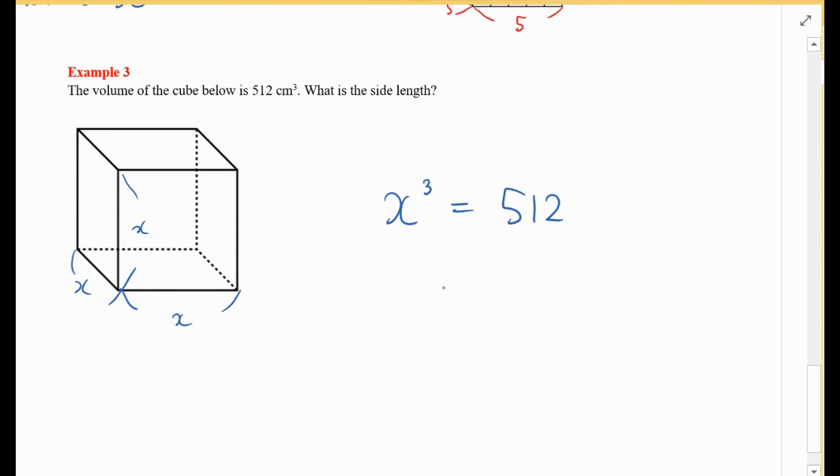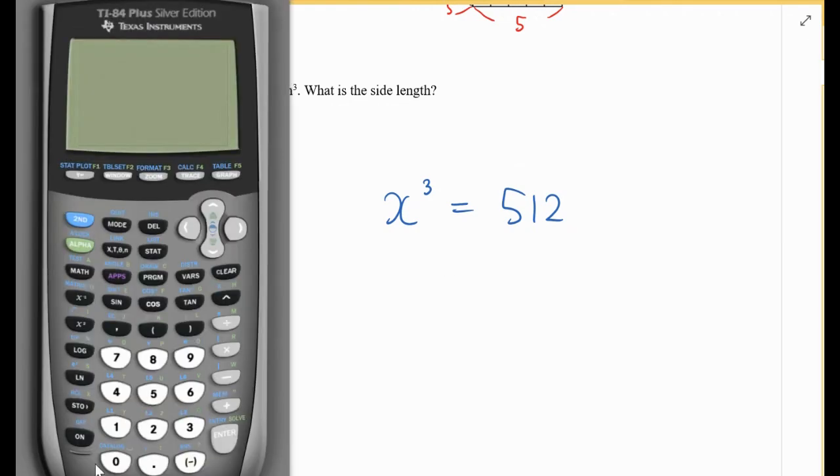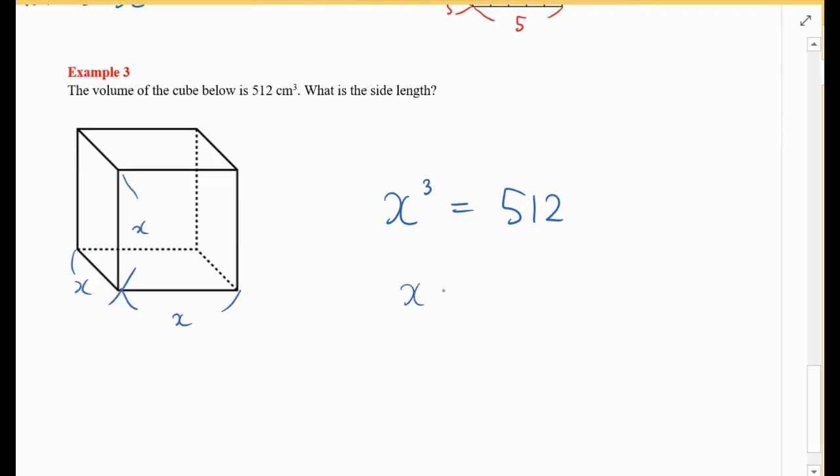Okay, let's use your calculator. So let's try 6 first. 6 times 6 times 6. 216 is not the answer. Let's try 7. 7 times 7 times 7, which is 343, is not the answer. Then let's try 8. 8 times 8 times 8. Then that is 512. Therefore, x is 8.